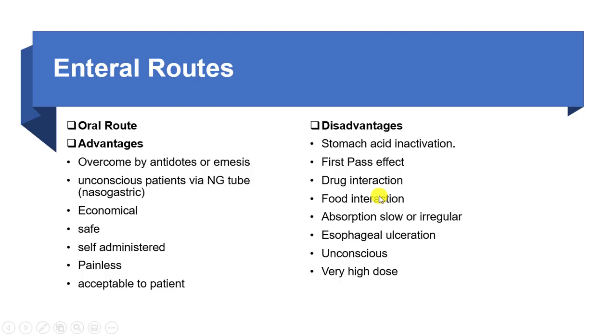Also, the absorption is slow and irregular when it comes to the oral route because the drug has to go to the stomach and there it is absorbed, and there is a lot of digestion involved, and the medication is absorbed really slowly. Also, if a person has esophageal ulceration, that can cause a lot of pain, or even ineffective medication as well.